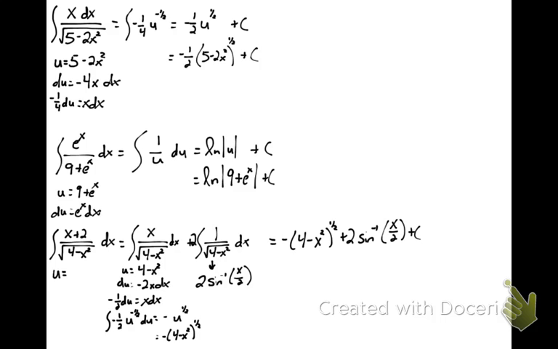We've got 2 more left. We've got the integral of x plus 2 over x squared plus 4 dx, and we're going to use the same idea. What is the integral of x over x squared plus 4 dx plus the integral of 2 over x squared plus 4 dx?